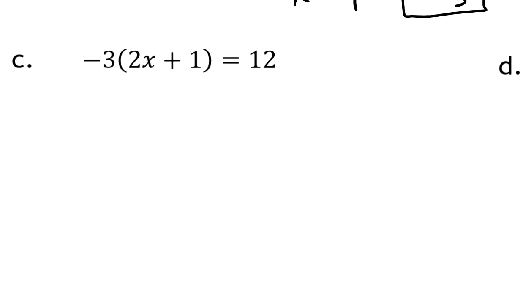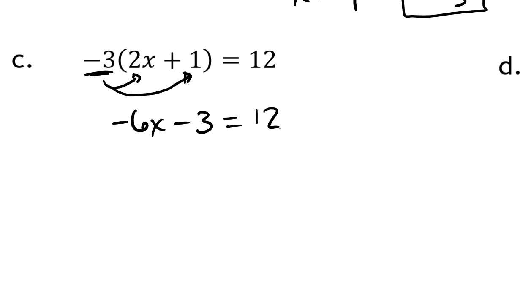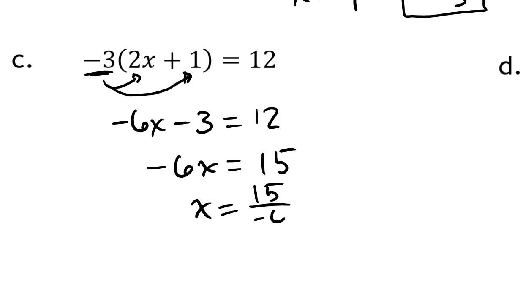I'm just going to distribute this. Well, it is a -3, so I need to make sure I push that -3 through to both of these terms. That would give me -6x, and then -3 times +1 would be -3, and that equals 12. I'm going to add 3 to each side, so that gives me -6 times x equals, actually +15. I'm adding 3.